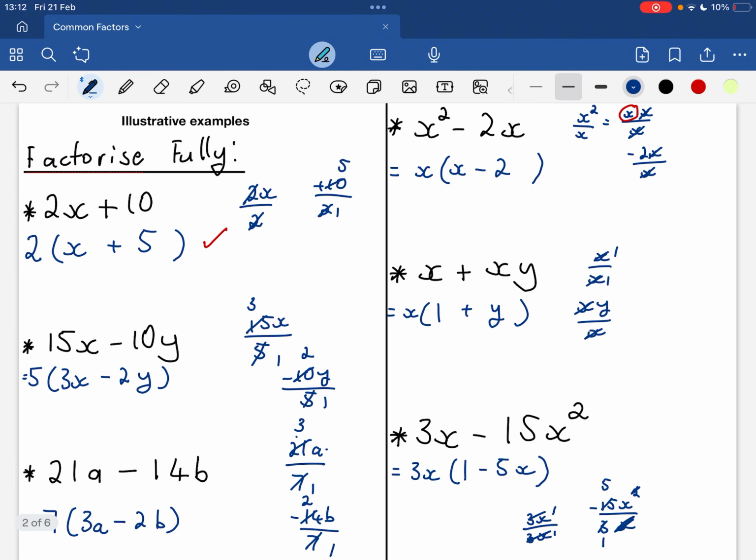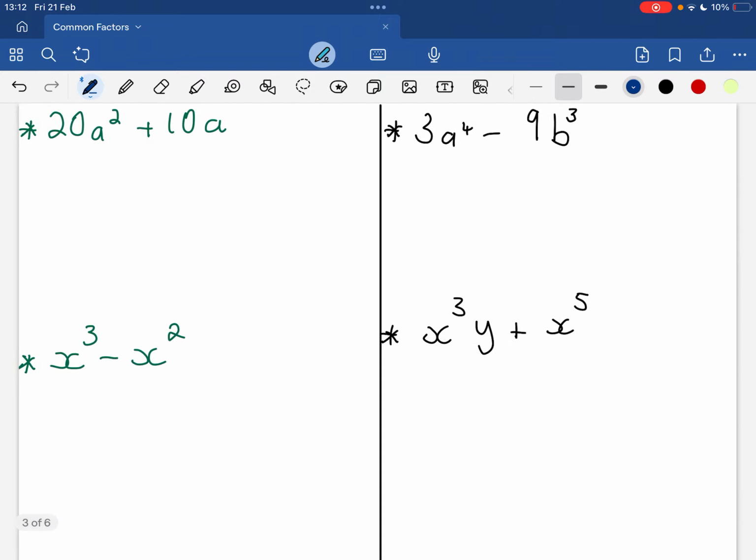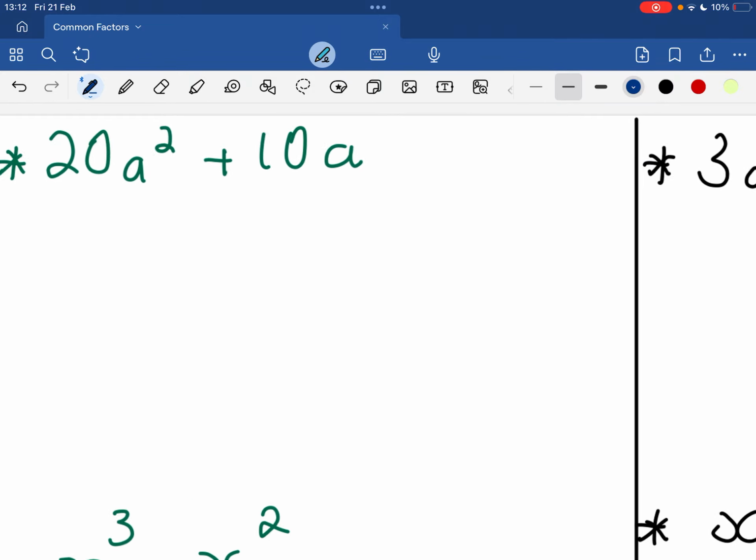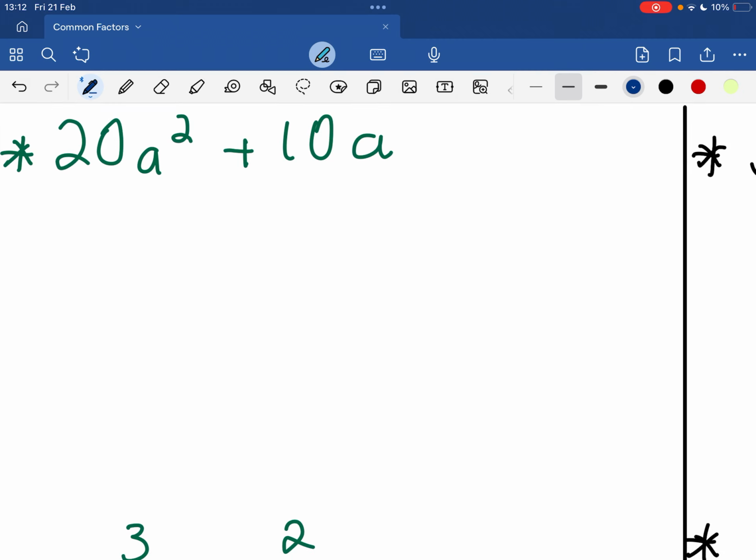Great. Let's look at some more examples. Imagine we had 20a squared plus 10a. Again, the common factor is both a number and a variable. We know that 10 goes into both terms. We also know that a goes into both terms. So our common factor is 10a.